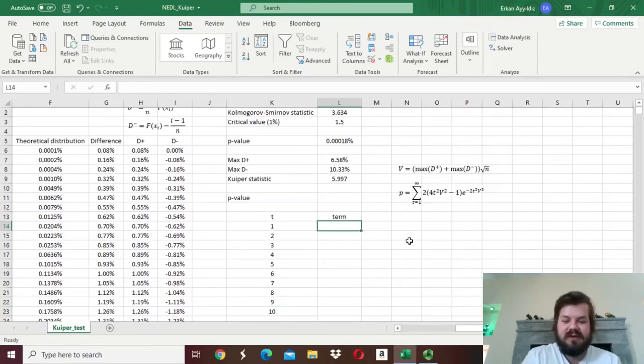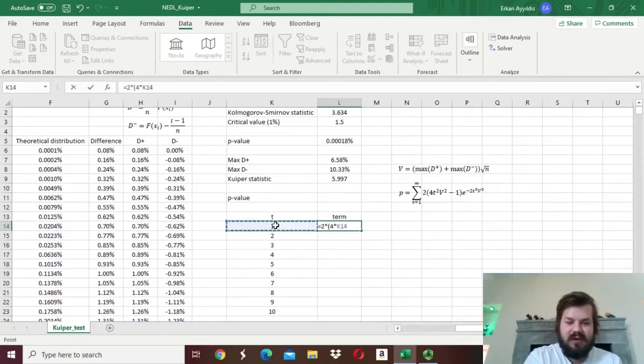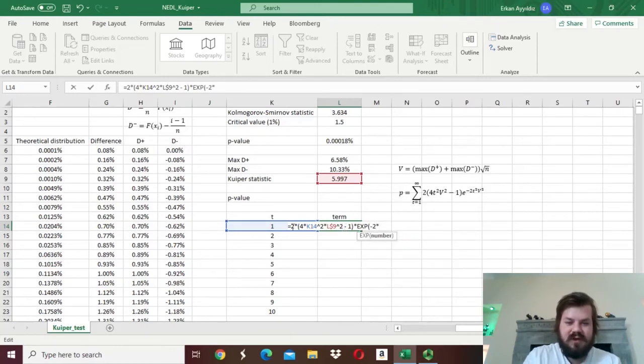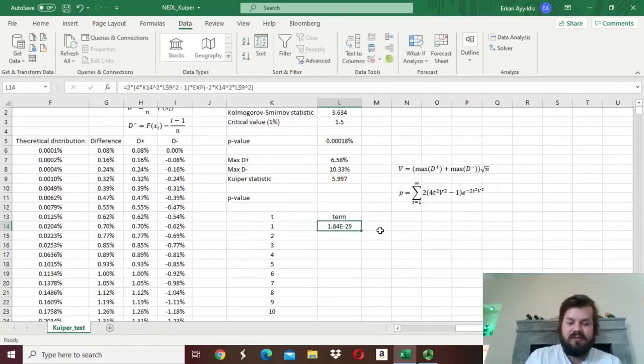So the term of the series would be 2 times the brackets that consist of 4 times t squared, and t again is just a number that varies from 1 to positive infinity. Then we need to multiply it by the Kerpa statistic, and the Kerpa statistic needs to be locked as we don't want it to change term to term, squared. Then we need to subtract 1 and close the parentheses, and then multiply it by the exponent we've talked so much about previously. So the exponent of minus 2 times t squared times the Kerpa statistic, locked again, squared. And that's our first term.